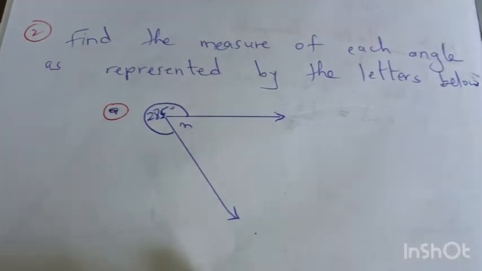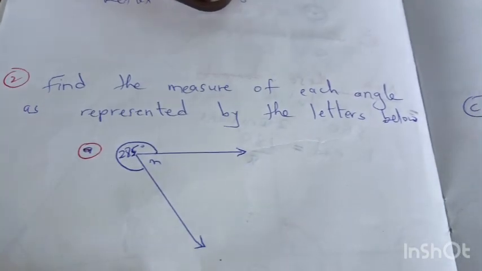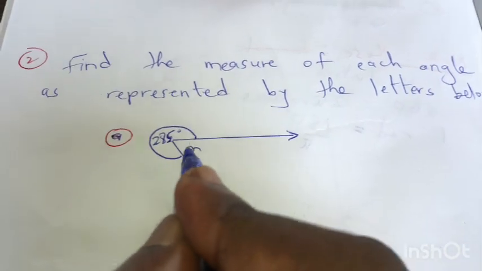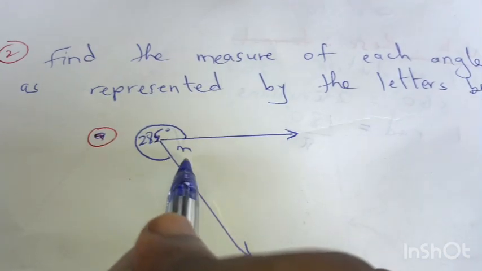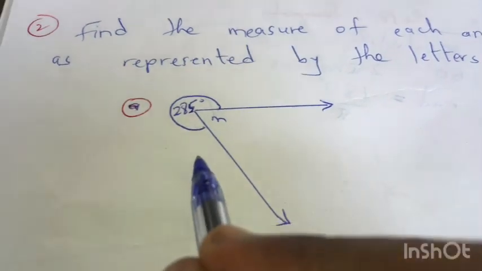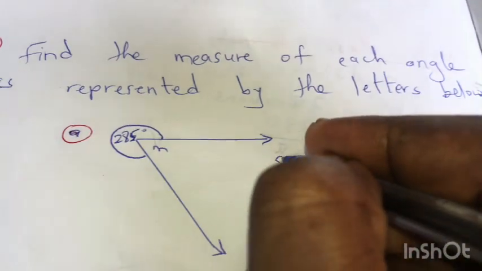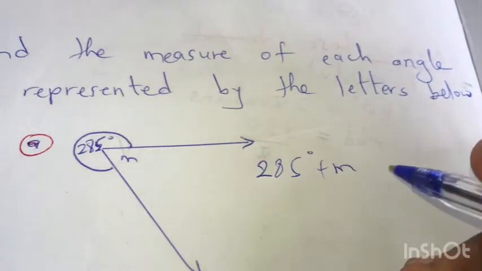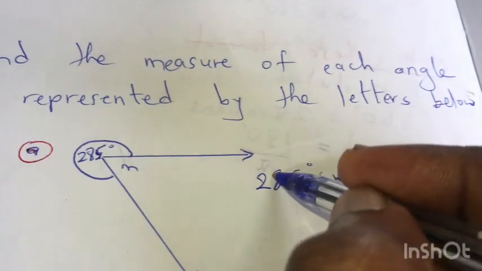All right, now let's do some simple calculations. Find the measure of each angle as represented by the letters below. So we are finding m for this one. You can see that this one is a circle. Okay, so 285 plus m is the total angle in a circle, and that was what we said to be what? 360. So how do you solve this one? 285 degrees plus m equal to 360 degrees.